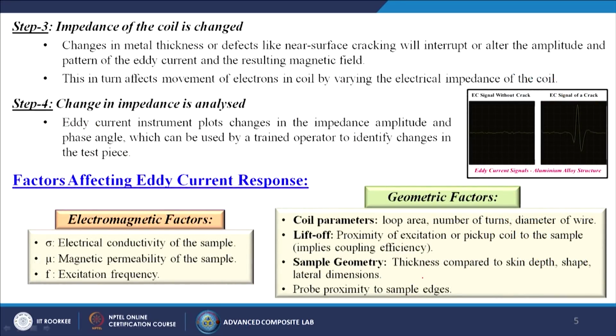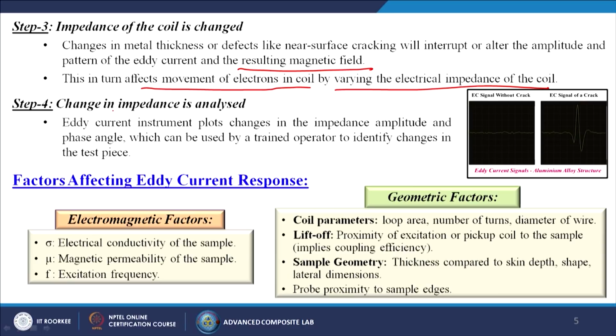Step 3, impedance of the coil is changed. Changes in metal thickness or defects like near-surface cracking will interrupt or alter the amplitude and pattern of the eddy current and thus the resulting magnetic field. This in turn affects movement of electrons in the coil by varying the electrical impedance of the coil itself. Now you can see from this particular image how we get the signals. The EC signal without a crack is good in nature, but when we have some cracks, we get some erratic signals.